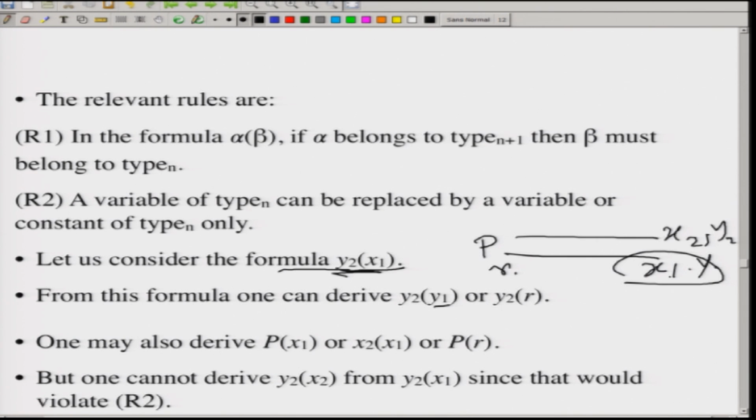or y2 r also belongs here. One may also derive p x1, because p and y2 belong to the same level, or x2 x1, or p r, but one cannot derive y2 x2 from x2 x1, since that would violate R2. Why? Because x2 is a higher type, it cannot replace x1 anyway. So it will be a violation of R2. That is why this is banned. This construction is prohibited.